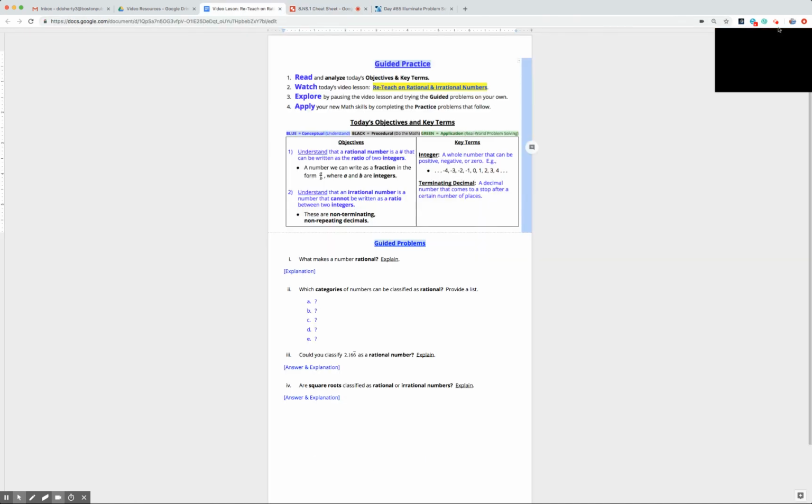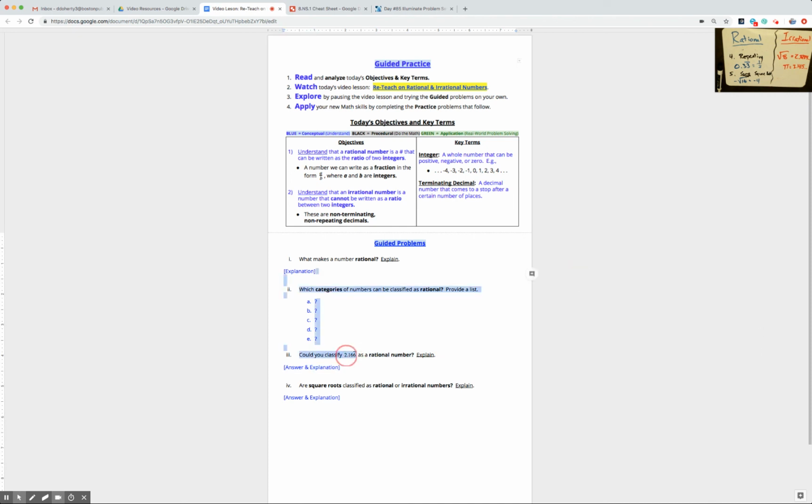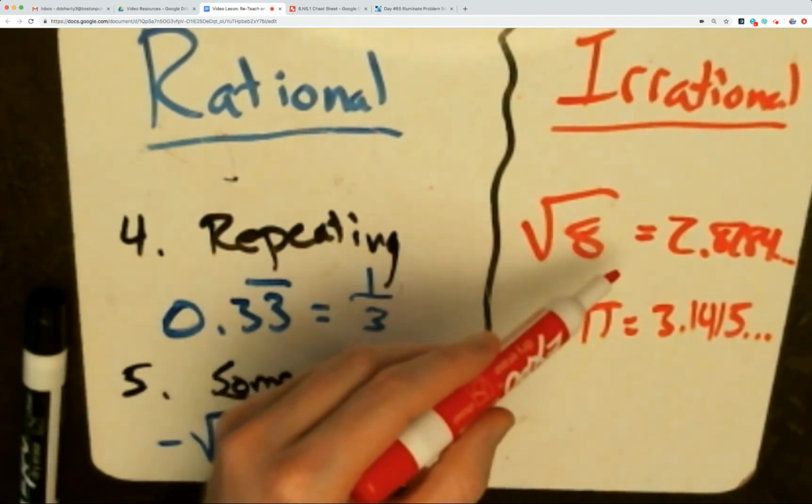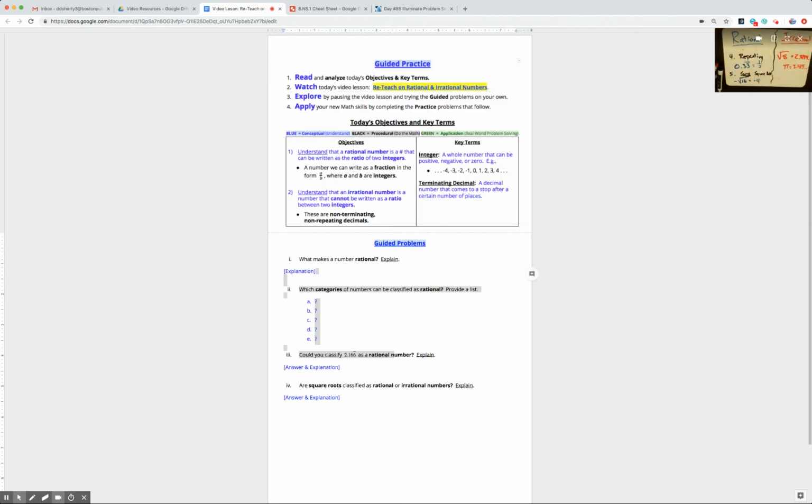So going back to the guided problems, taking a look, there are 2 more problems you should be able to do on your own now. Could you classify this number, an ugly decimal 2.16, and then the 6 keeps repeating, as rational? If we paid attention to our list, take a look here, you should know the answer to part 3 now. Same thing for part 4. Are square roots rational or irrational? Well, at the end of the day, we know some of the square roots will be rational, but other square roots will not be rational. Let us know if you have any questions.